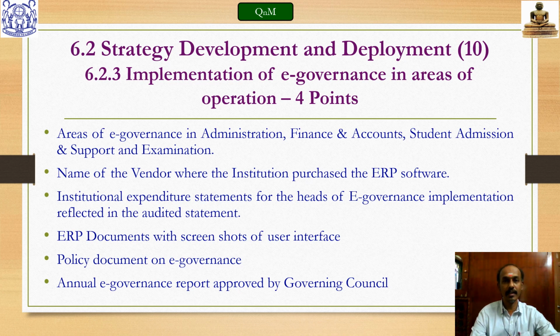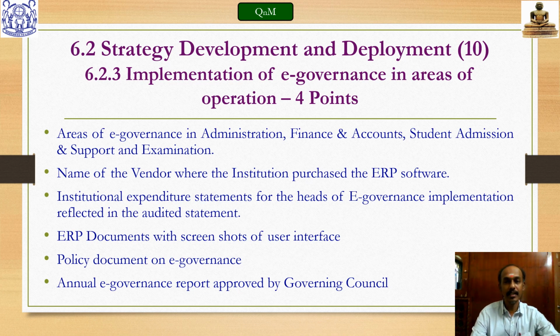Even if any requirement that you are purchasing, it goes through the purchase module of the ERP software, and all such things are automated, where the top management approves online rather than by manual intervention. This is approval through automation, through e-software. So for the ERP software, what is the version that you're using, the name of the vendor from whom you have purchased this ERP, what is the expenditure that you have spent on each and every head, and the policy document on e-governance.